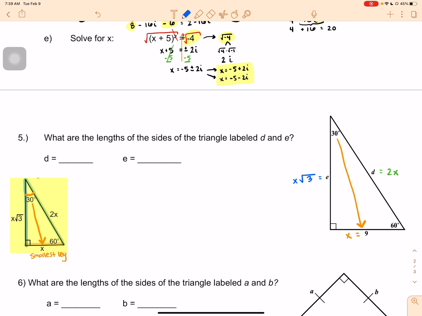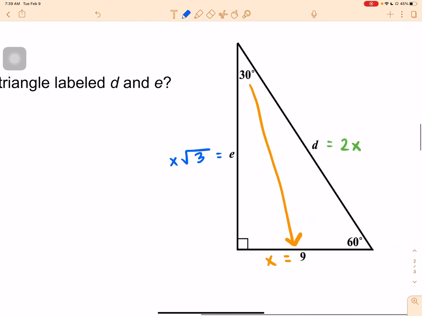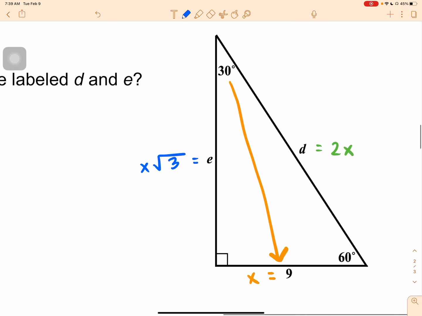Okay, so that is the smallest leg, so that's what x equals. The hypotenuse over here is equal to 2x, and then your longer leg, because the x equals 9 is the smallest leg, your longer leg is x times root 3, which is what e will equal. So this one's pretty straightforward. It gives us the x. Okay, so let's look a little bit closer at this. We know what x equals. So that means that d equals 2 times my x, which is 9. So this tells me that d equals 18.